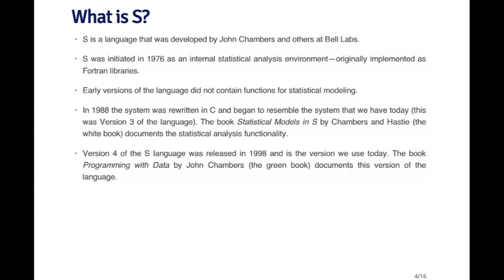And that documents all the statistical analysis functionality that came into that version of the language. Version 4 of the S language was released in 1998, and it's the version that we more or less use today. The book Programming with Data, which is a reference for this course, is written by John Chambers, sometimes called the Green Book, and it documents version 4 of the S language. So R is an implementation of the S language that was originally developed in Bell Labs.